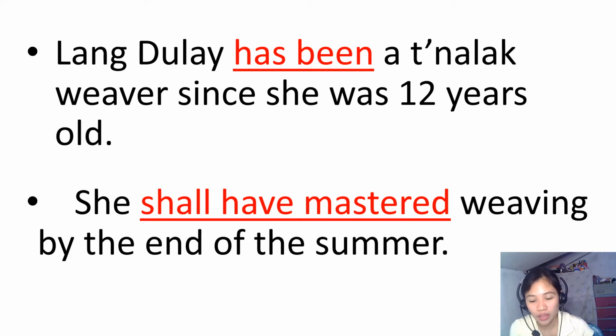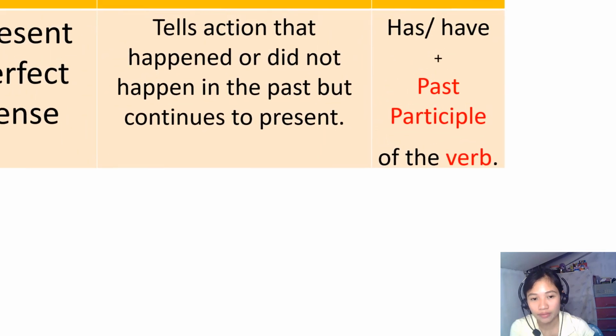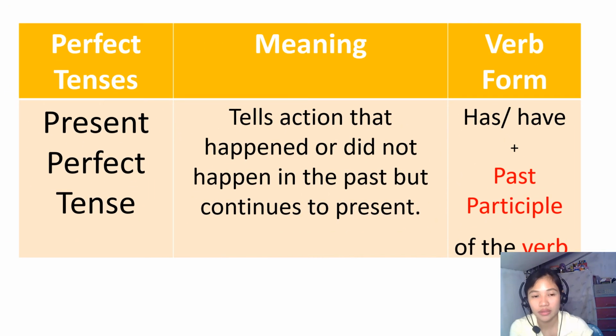So here it is. We have now the perfect tenses. Let's first define what a present perfect tense is. A present perfect tense tells the action that happened or did not happen in the past, but continues to present. So here in our verb form, we should add has or have.